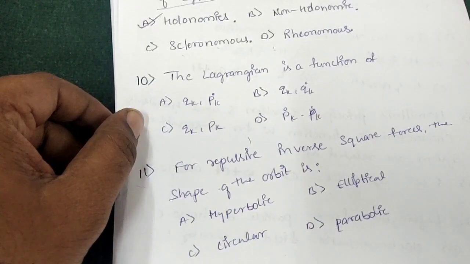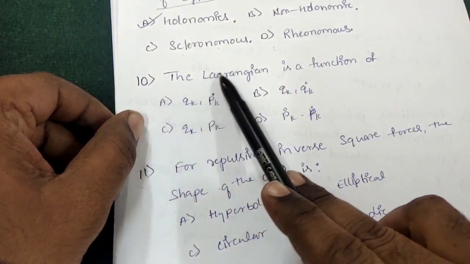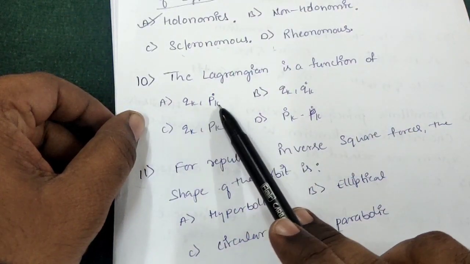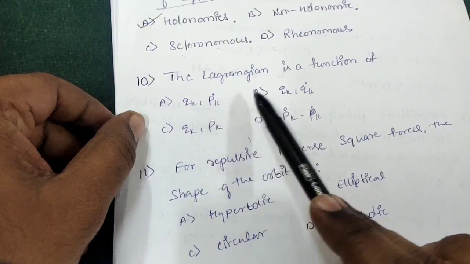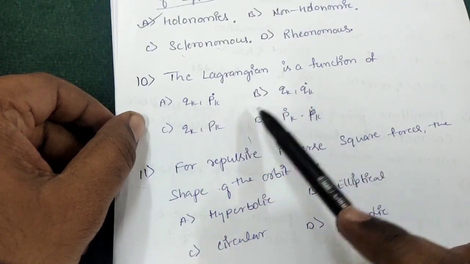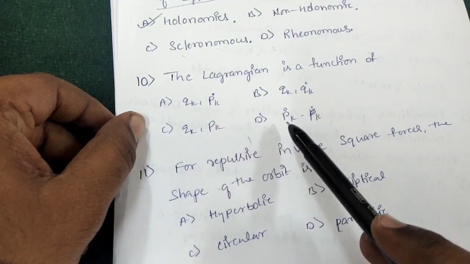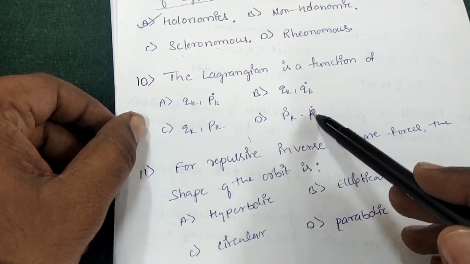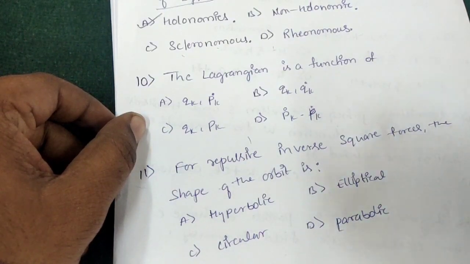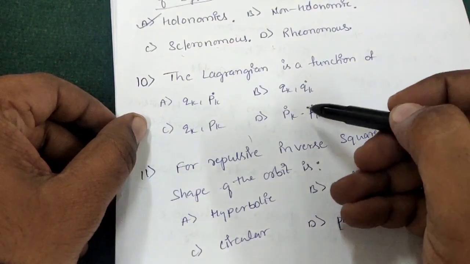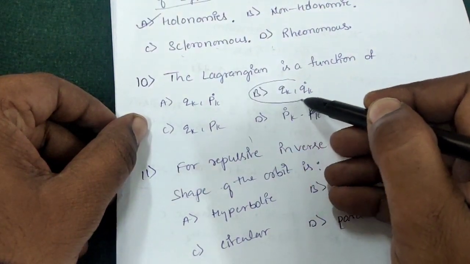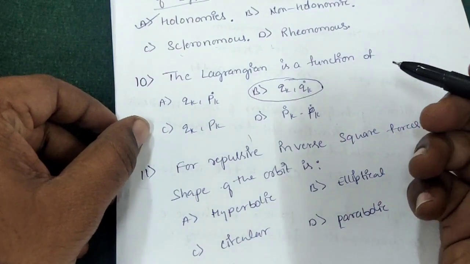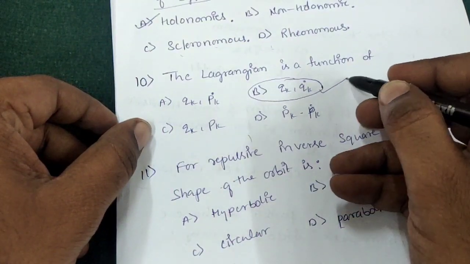Next question: the Lagrangian is a function of qk, qk dot, pk, and so on. Here, the Lagrangian is a function of qk and qk dot. So this is the answer.